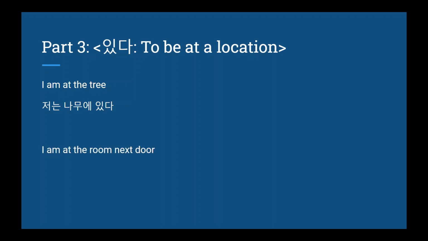Another example is I am at the room next door. 저는 옆방에 있다. Now, we learned previously that 는 or 은 are used as subject particles, but in this lesson we also learned that 이 and 가 can be.